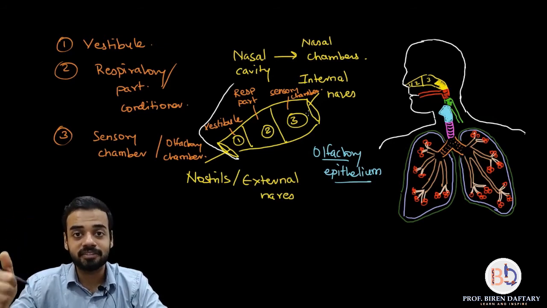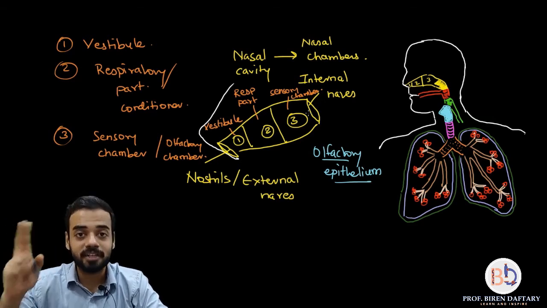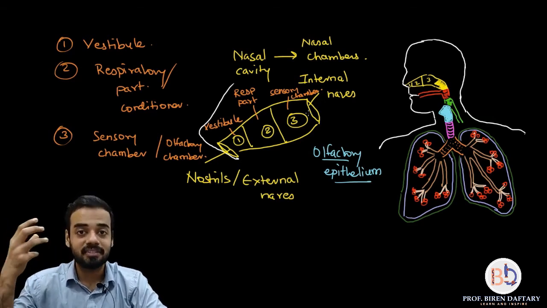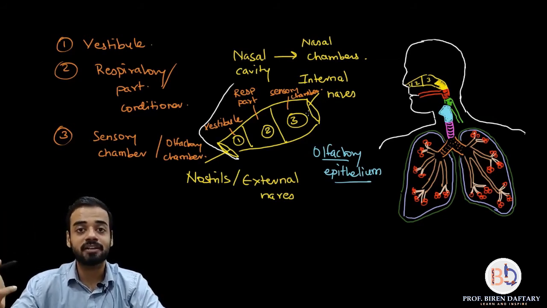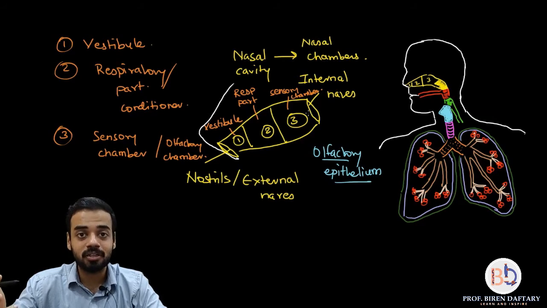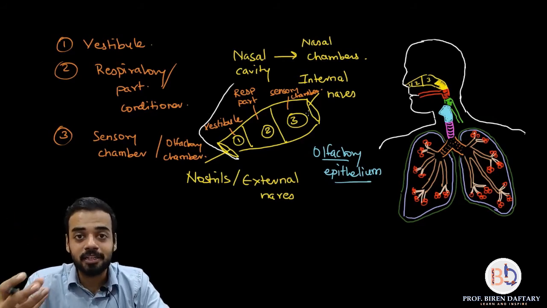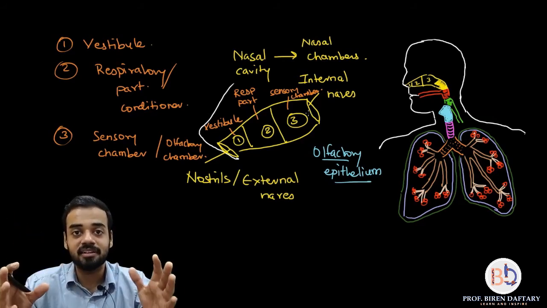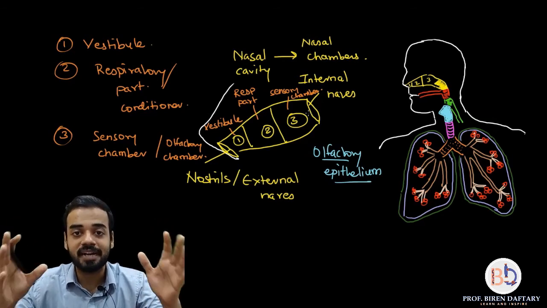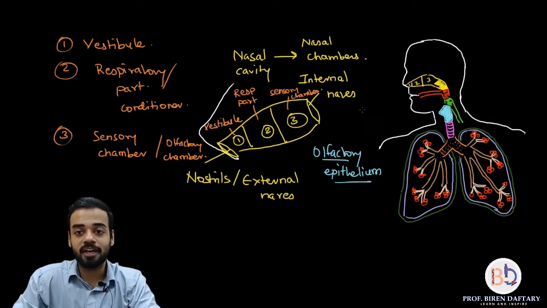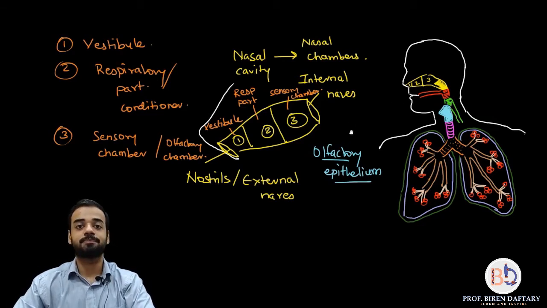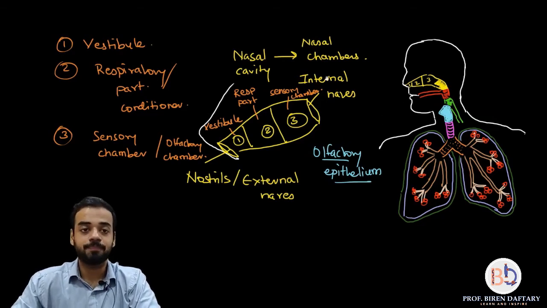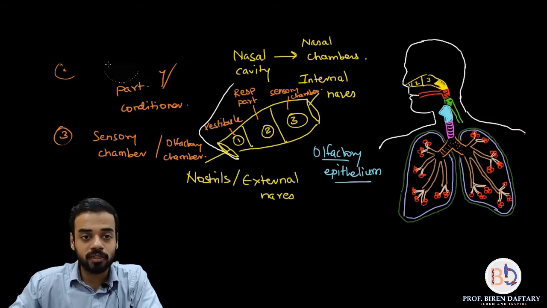First part is the vestibule, which has hair, so it traps dust. Second part is the respiratory part or the conditioner, which is highly vascular, so it warms the air. And third part is the olfactory chamber or the sensory chamber, which has olfactory epithelium, so you can smell things. Is this clear? And after that, the internal layers, that completes your nose. So we have covered this part of your respiratory system. Is this clear? Okay, now let us move on to the next part.